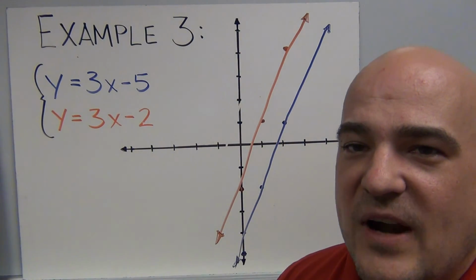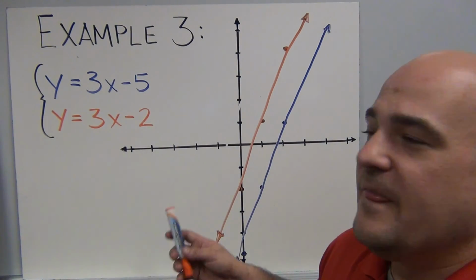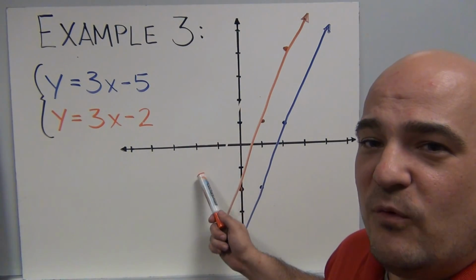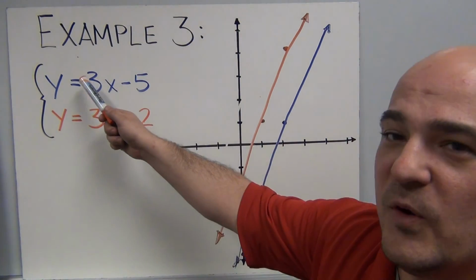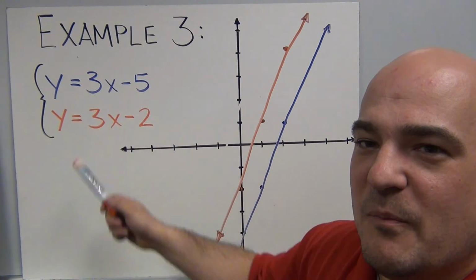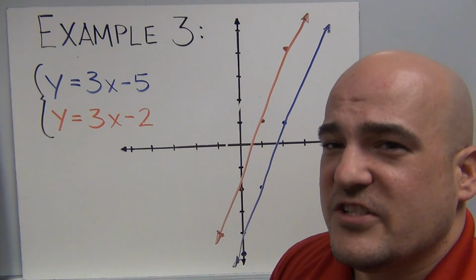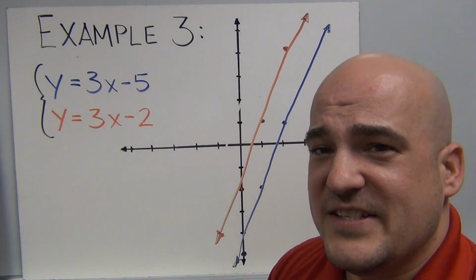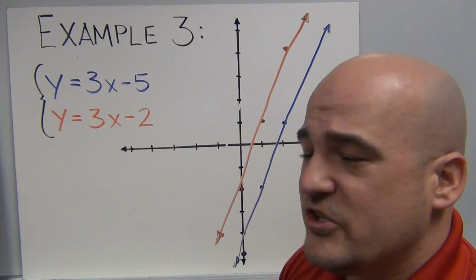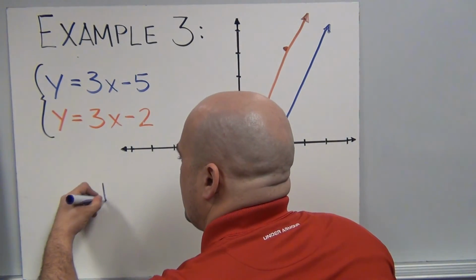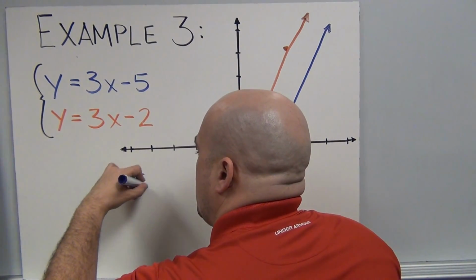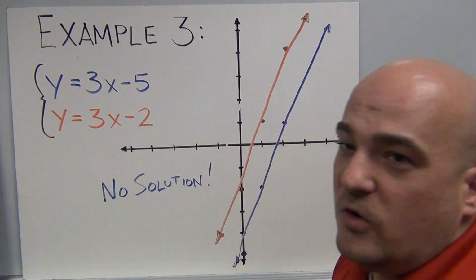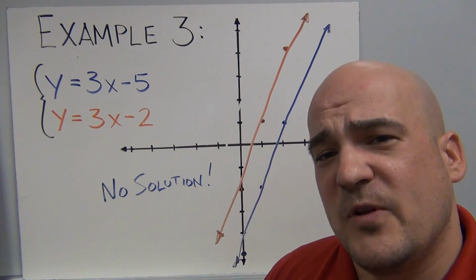And in this case, when I graph both of those lines, they're never going to touch each other. They never cross. Okay, they're parallel. And one way that I know for sure that they're parallel is both of them have the same m, the same slope. Both of them have a slope of 3. So I know that they're never going to touch each other. They're never going to cross. So in this case, instead of having an ordered pair for a solution, this one just has no solution.